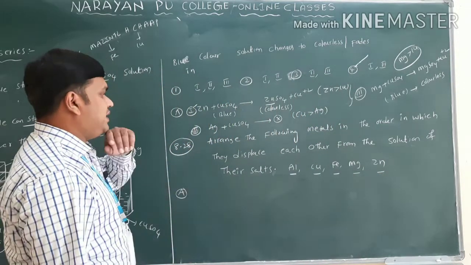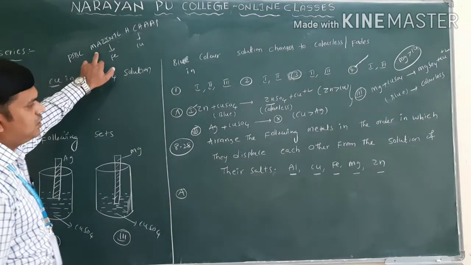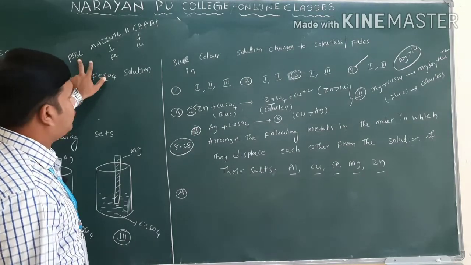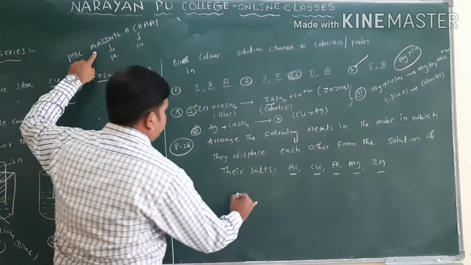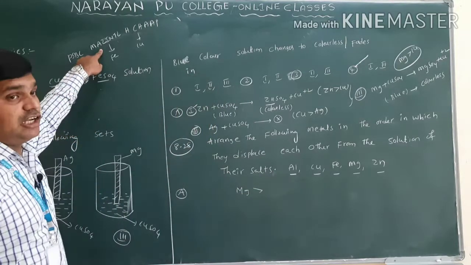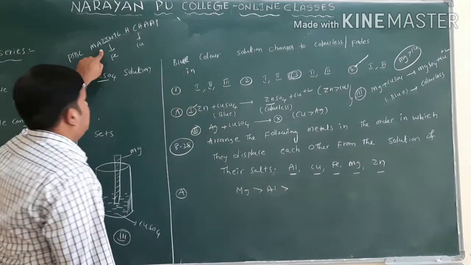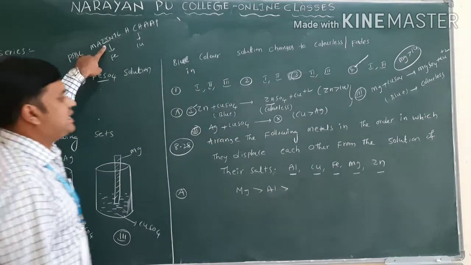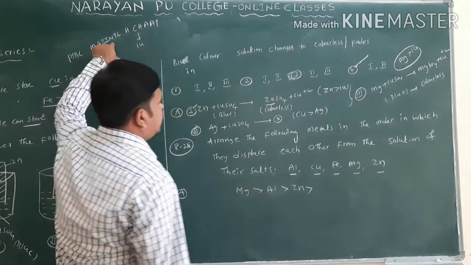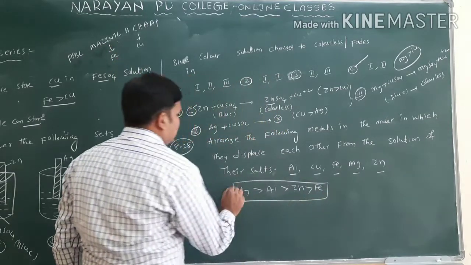Now you see the reactivity order here. What comes first? Potassium is not there, sodium is not there, barium is not there, calcium is not there. What is next? Magnesium is there, so you write magnesium. Magnesium is more reactive than aluminum. Next we have aluminum. After that, zinc is there, that is Zn. After zinc comes iron. So this is the reactivity order of the series.